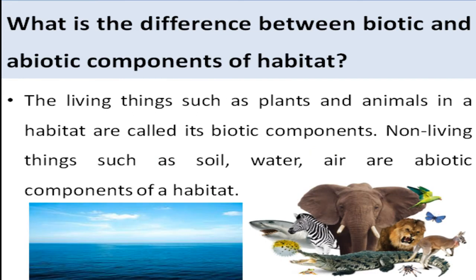Our next question is, what is the difference between biotic and abiotic components of habitat? The living things such as plants and animals in a habitat are called biotic components. Non-living things such as soil, water, air are abiotic components of habitat.